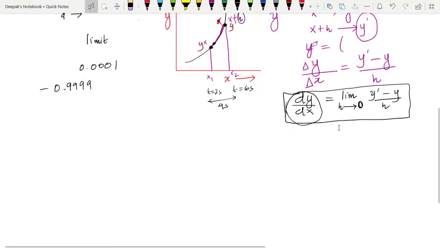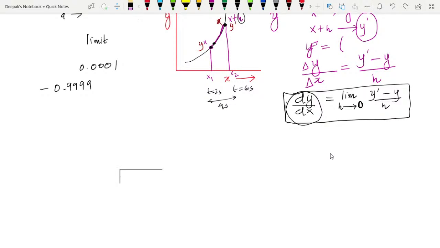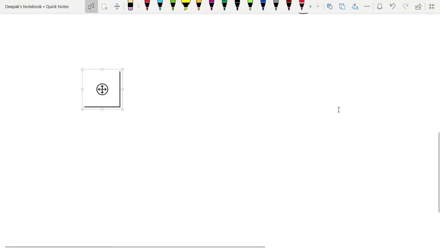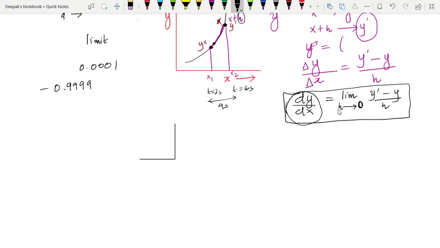Let me give you a simple example. Suppose you have a wall. This is the wall of your house maybe. Suppose this is the wall of your house and you have a ladder here. Suppose you place a ladder on this wall like this.